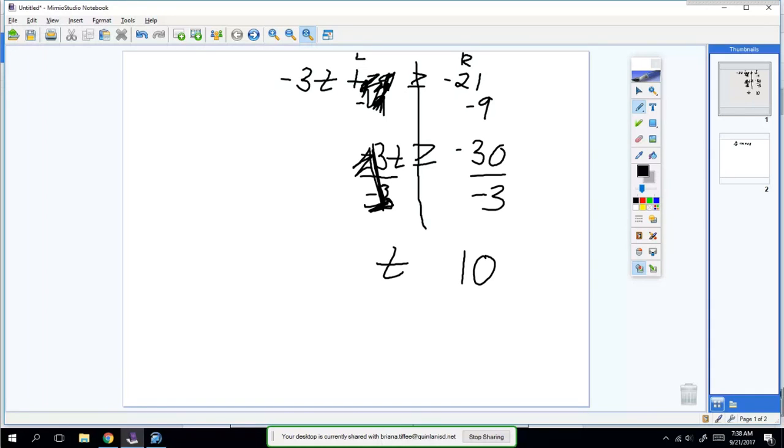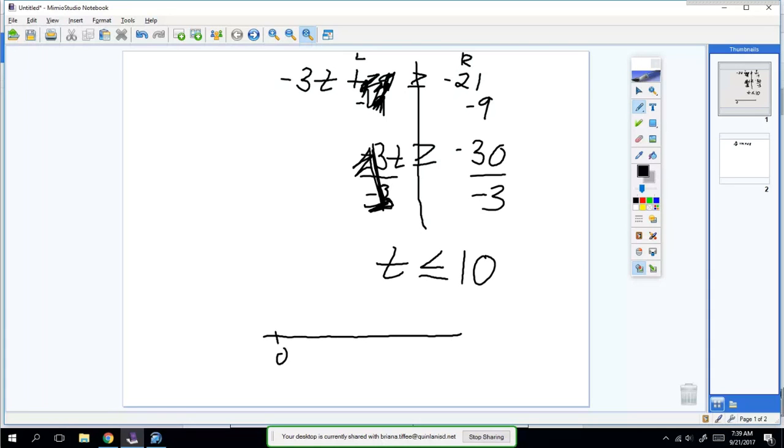Well, now here's one slight difference between an inequality and an equation. When you divide or multiply both sides of an inequality by a negative number, the inequality symbol in the middle changes sides. So now it just flips. So now my inequality says t is less than or equal to 10. Let's graph this real quick.